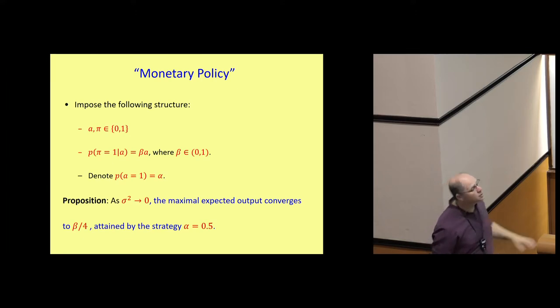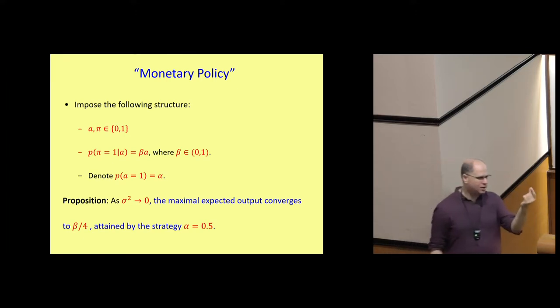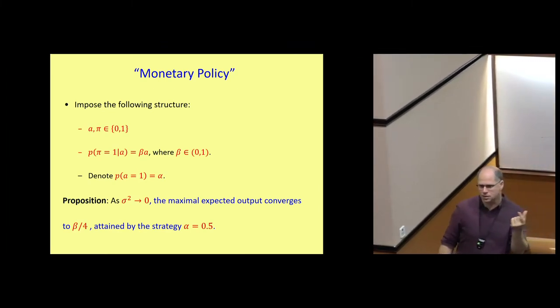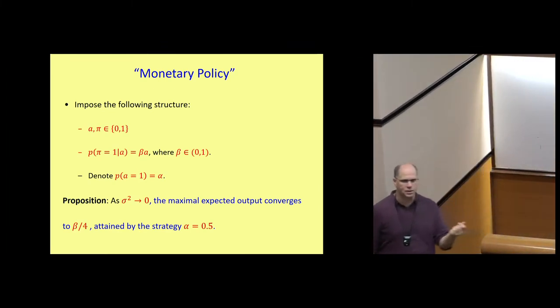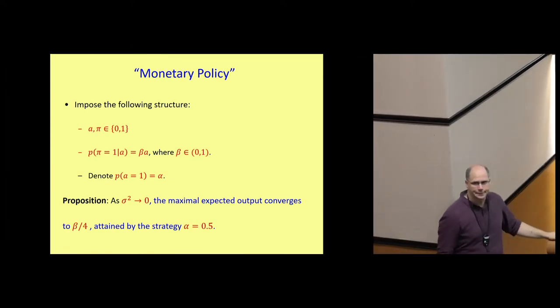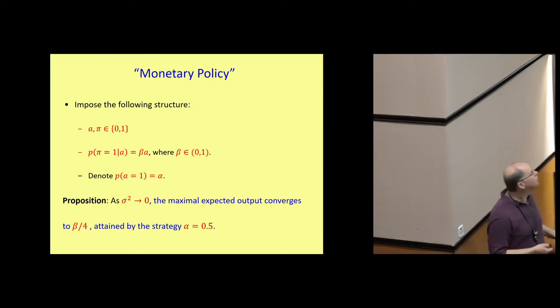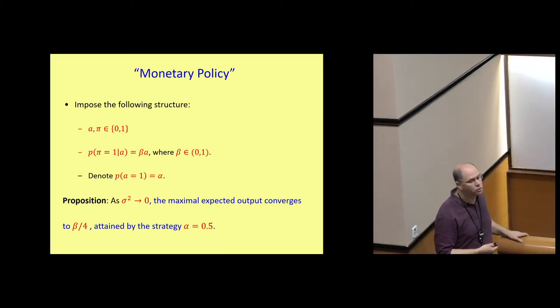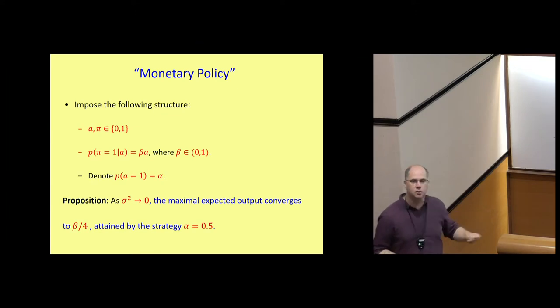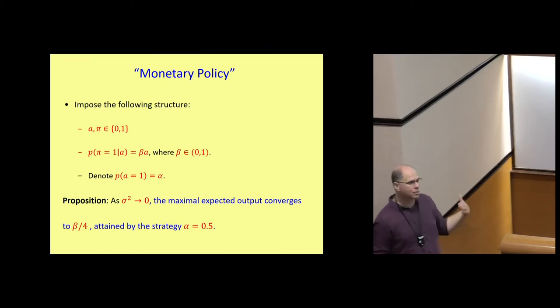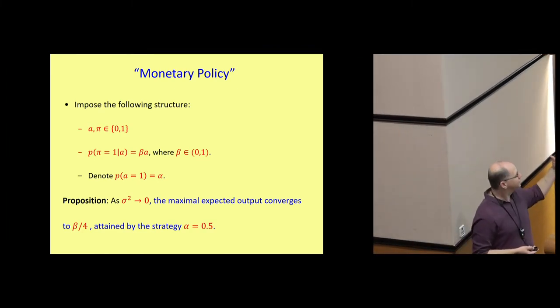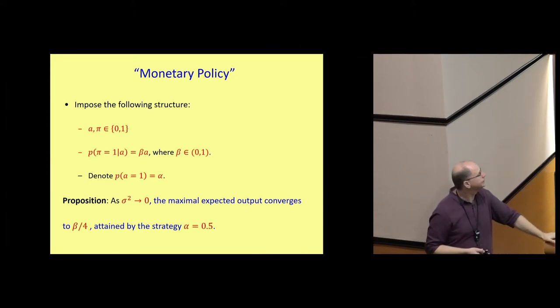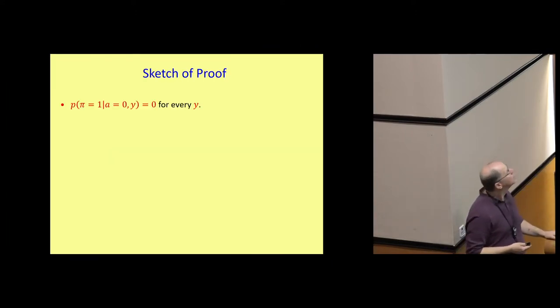And here's the result. Take the Phillips curve had this noise term. Take that noise to zero. I introduced it anyway just to avoid zero probability events. Take that noise to zero, and the maximal expected output that the central bank can achieve converges to beta over 4, and that's attained by the uniform distribution. So the central bank will mix uniformly between the two actions, and that will be the best thing that the central bank can do. And it will actually be able to do something. It will be able to generate systematic mistakes, and therefore systematically high expected output. Okay, so that's the result. And let's try to prove this.